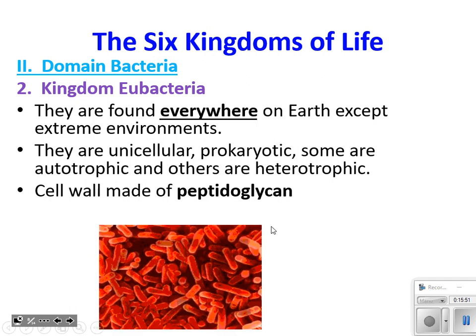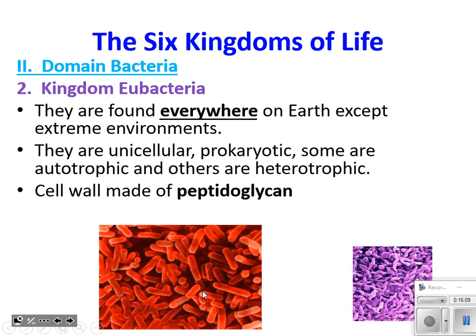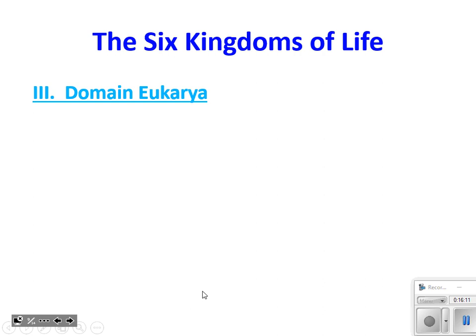Okay, you see here a bunch of little bacteria. You have these in your notes. If you want to color them, go ahead and color them. These look like little red pills, but that's magnified many, many thousands of times. Those are bacteria. There's some more bacteria. Now, we are going to continue on tomorrow with our discussion over the domain Eukarya.